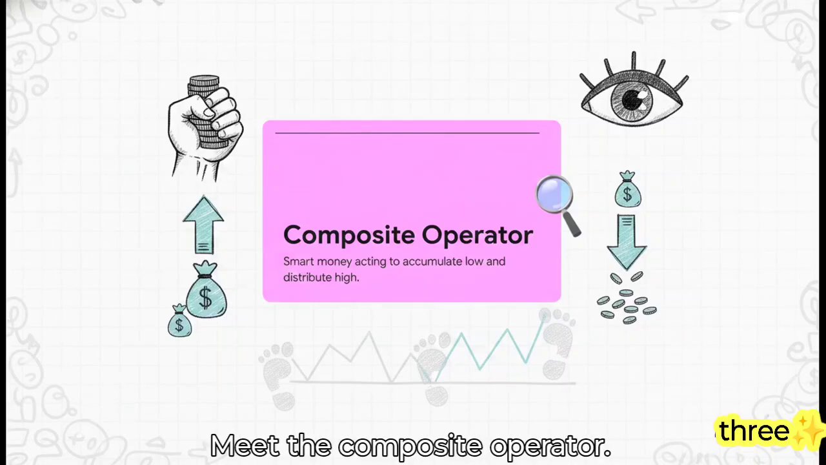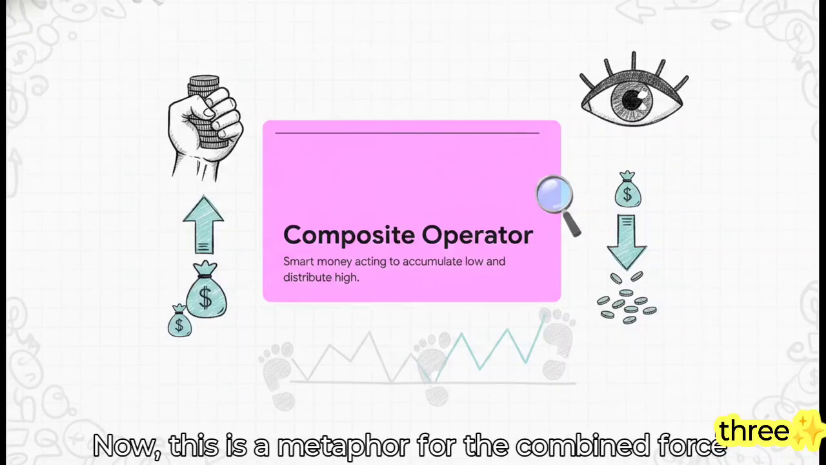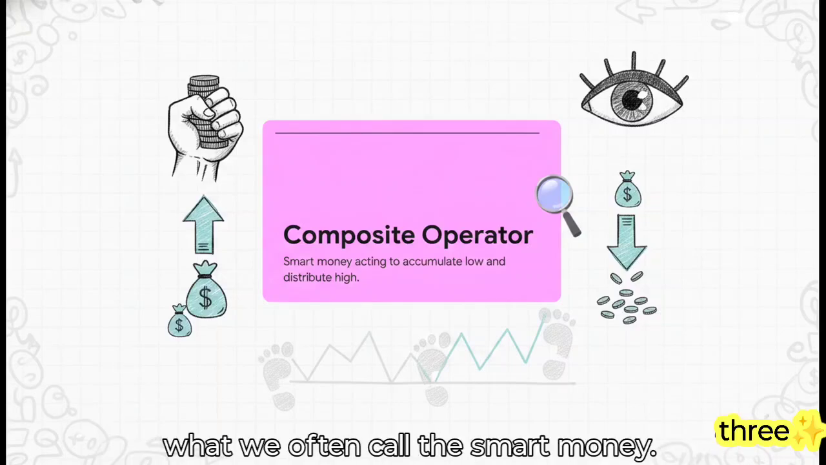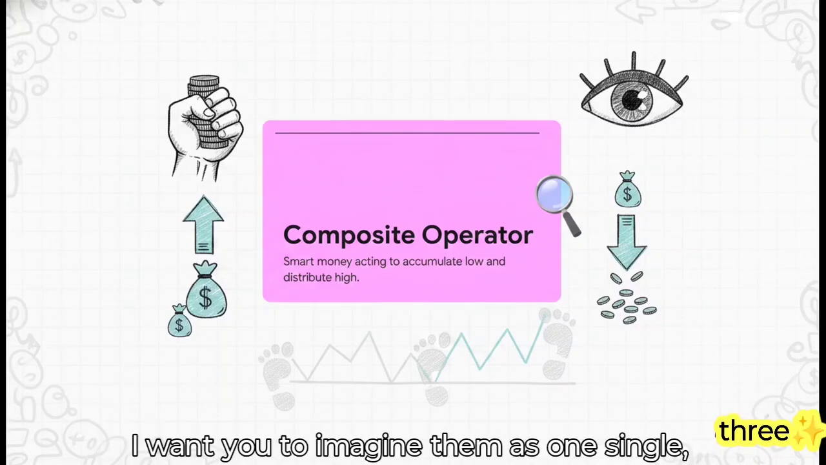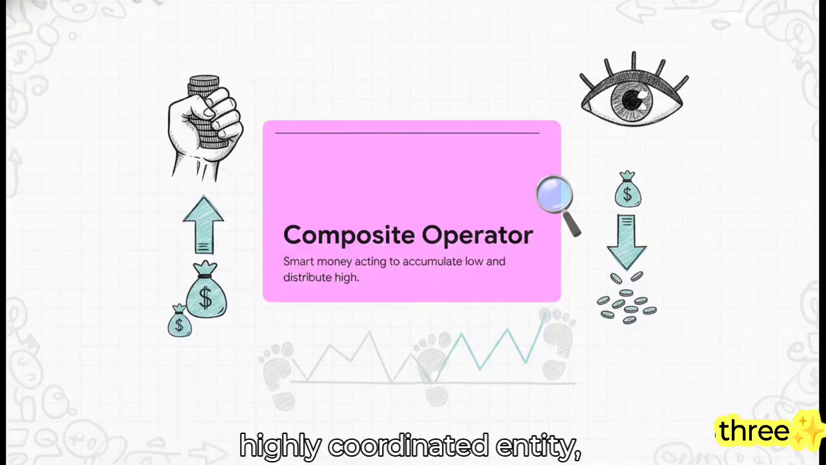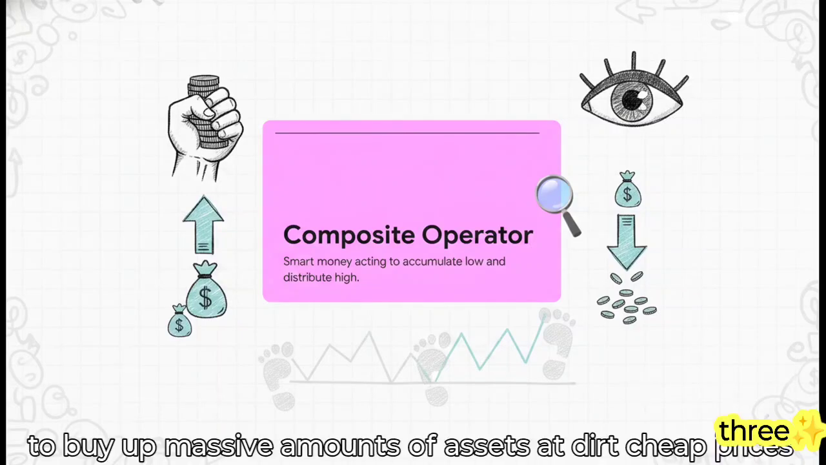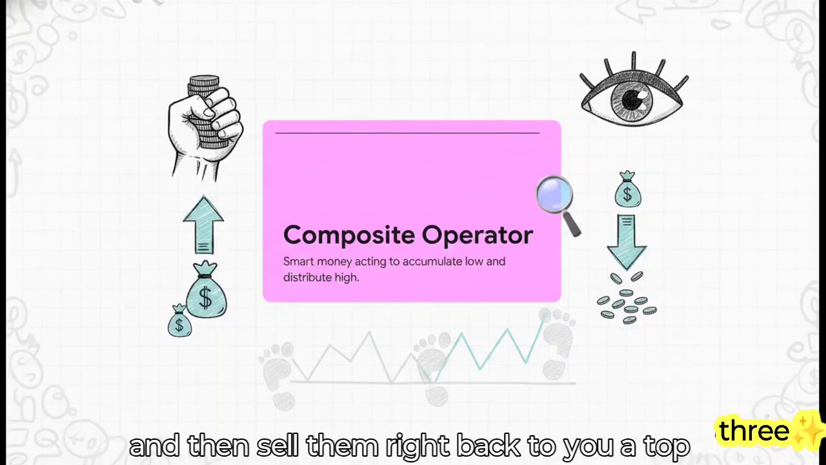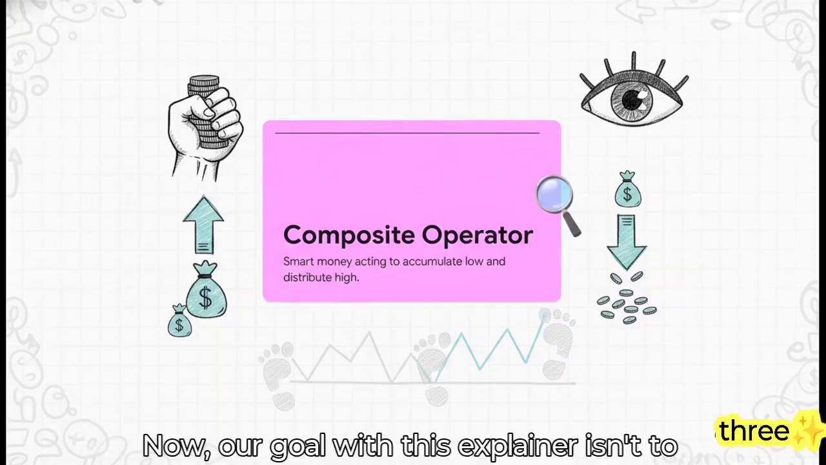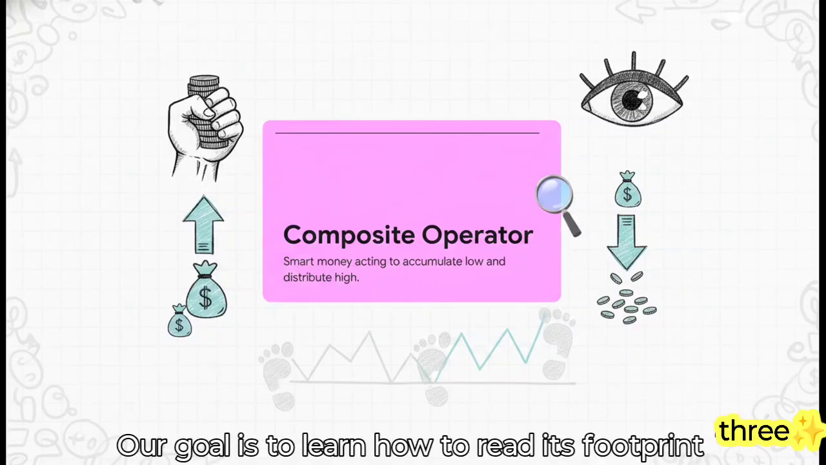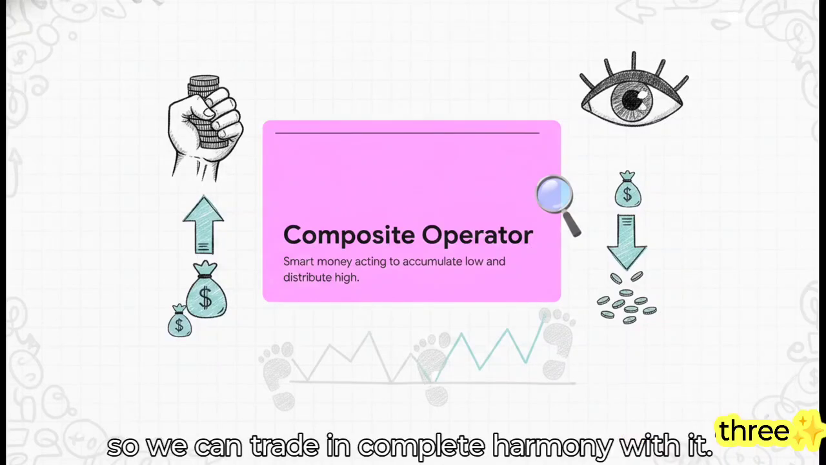Meet the composite operator. Now, this is a metaphor for the combined force of large institutional players, what we often call the smart money. I want you to imagine them as one single, highly coordinated entity, acting deliberately and, sometimes deceptively, to buy up massive amounts of assets at dirt cheap prices and then sell them right back to you at top dollar. Now, our goal with this explainer isn't to figure out how to fight this giant. Our goal is to learn how to read its footprint so we can trade in complete harmony with it.